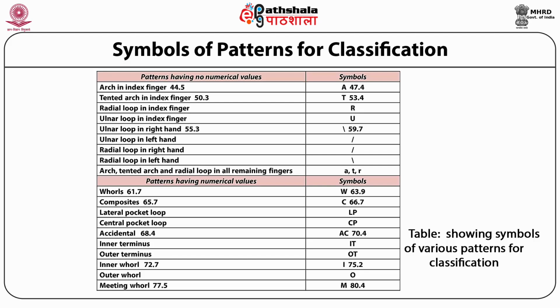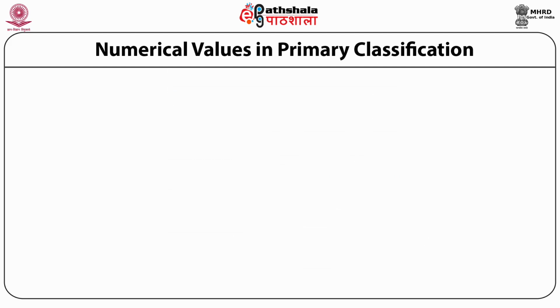whorls is symbolized by capital W, composites by capital C, accidentals are denoted by capital A, capital C, inner whorl is indicated as capital I, and meeting whorl is denoted by capital M. Thus, patterns having numerical values are whorls and composites, whereas arches and loops have no numerical values. As the impressions are read off in pairs, numerical values are assigned by pairing of fingers.